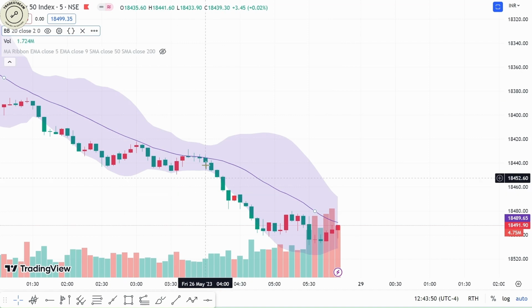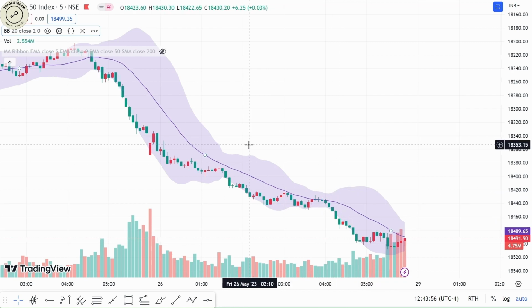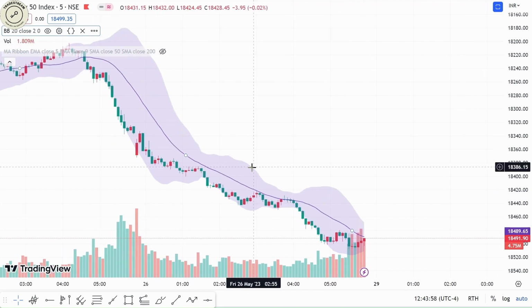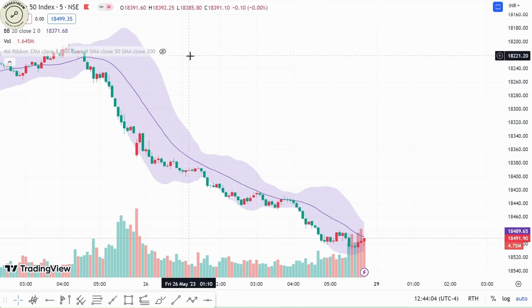Let's say it's breaking the band, the volatility starts to increase, and the price is following the one direction. So this is really important in terms of volatility. And I use the 20-day moving average, like it comes default as it is. And the other thing that I use is moving average ribbon.